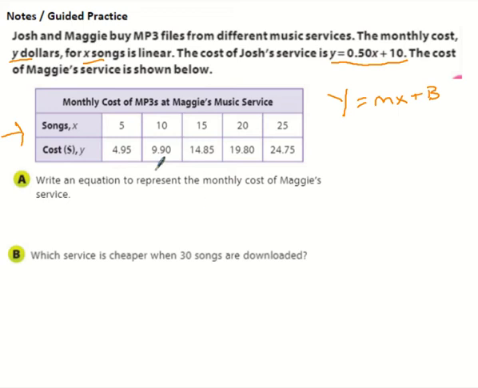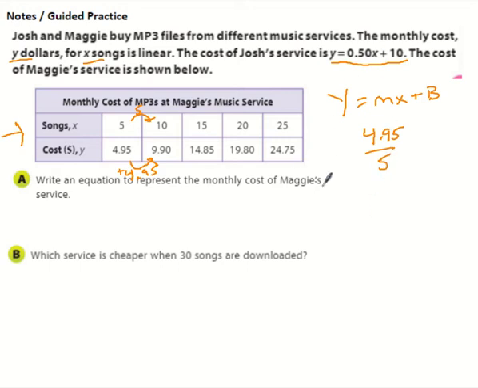So first, what is this rate of change? What is the slope? So remember, slope is change in y over change in x. So what am I going up from here to here? This is where a calculator is pretty nice, because you can just do some quick subtraction. What's 9.90 minus 4.95? If I did that subtraction real quick, I would get a change in $4.95. And that's for every 5 songs. So I went up $4.95 every 5 songs. So my slope is $4.95 per 5 songs.